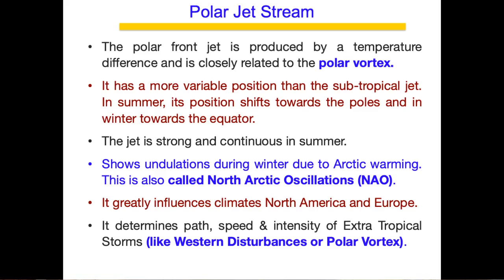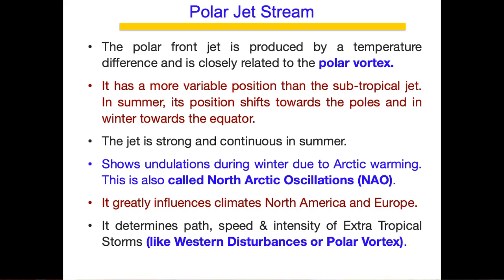So the jet is a strong and continuous feature in summer, just like the subtropical jet. During winter, it shows undulations, and those undulations are also known as the North Arctic Oscillation. So during winter time, every scientist is on the lookout for this oscillation, because that is going to determine how harsh the winter is going to be. If the polar jet stream doesn't shift too much south, close to the equator, or if it doesn't shift too much from its original position, then the winter is not going to be harsh. But if it shifts down or undulates a lot because of the instability, then the climate of North America and Europe will definitely get influenced.